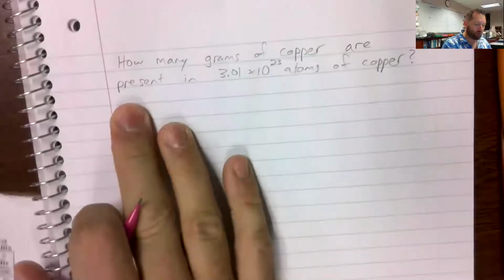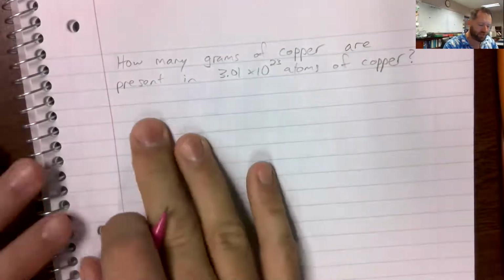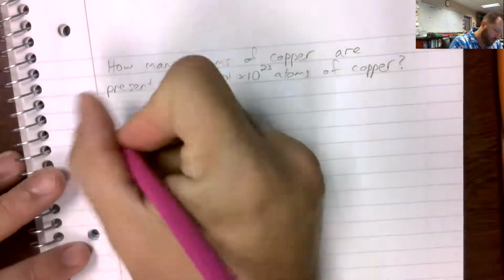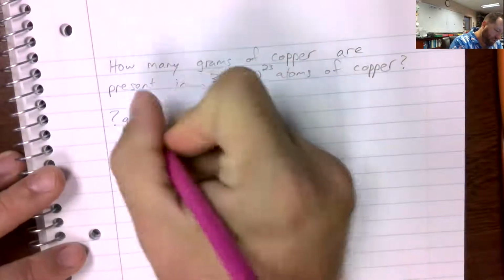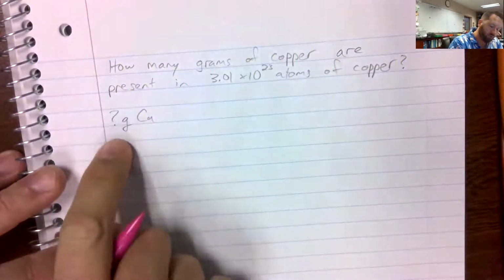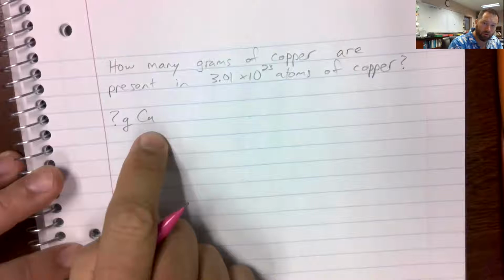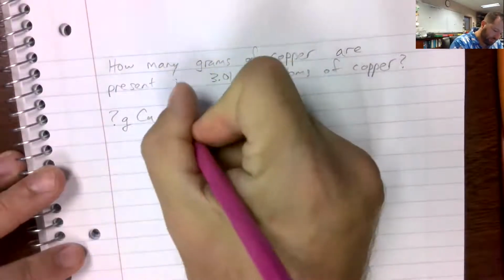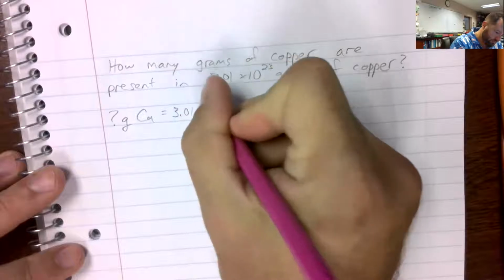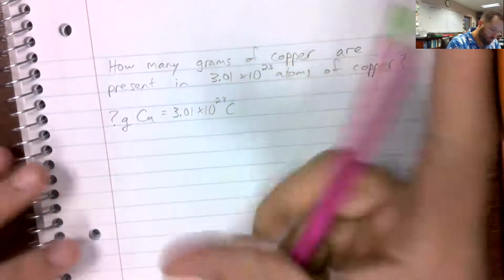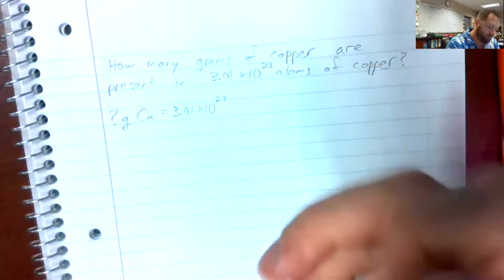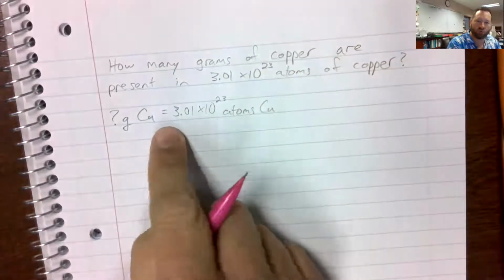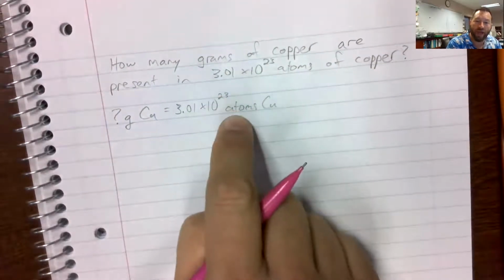Another one: how many grams of copper are present in 3.01 times 10 to the 23rd atoms of copper? Okay, one more time, we're going to set this up. The question is grams of copper, so that's what we're looking for. How many grams of copper are equal to what they gave us, 3.01 times 10 to the 23rd atoms of copper?